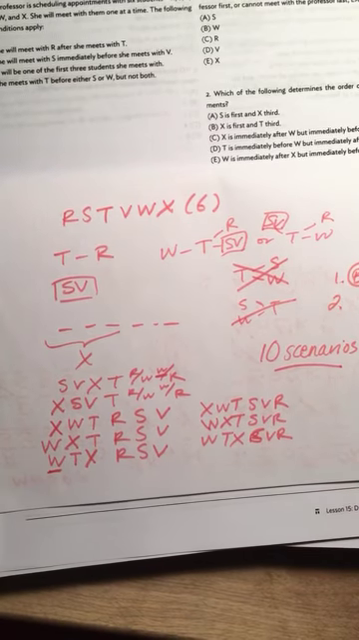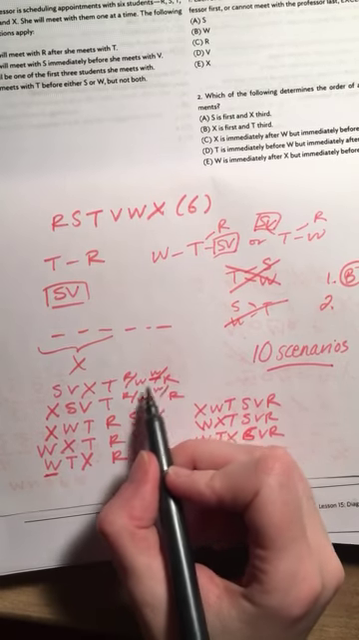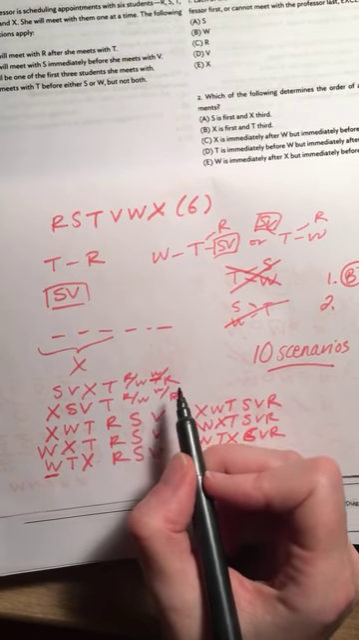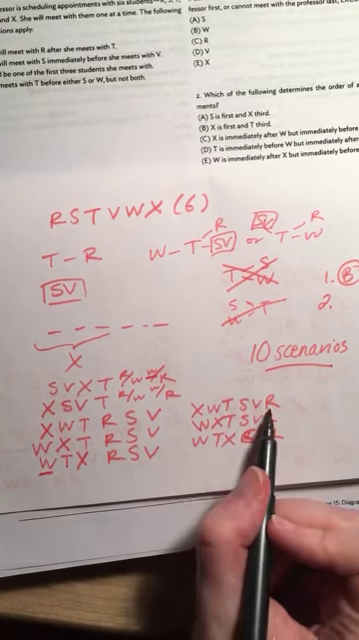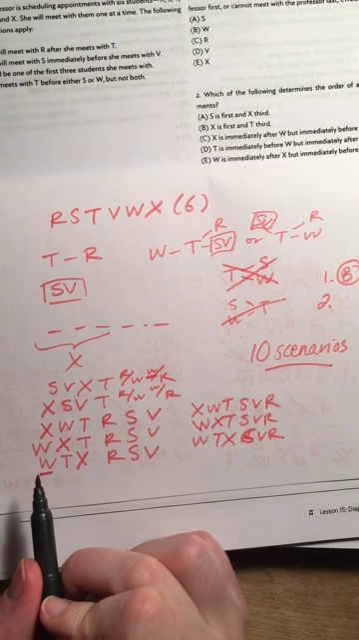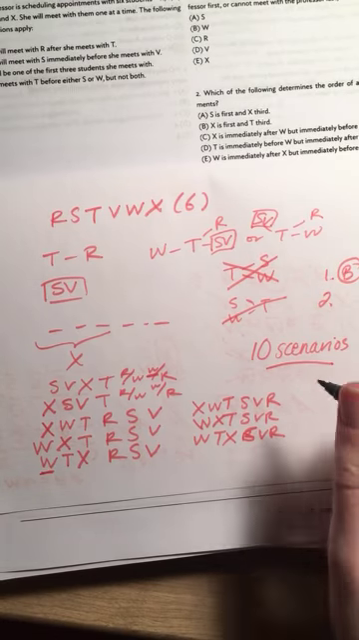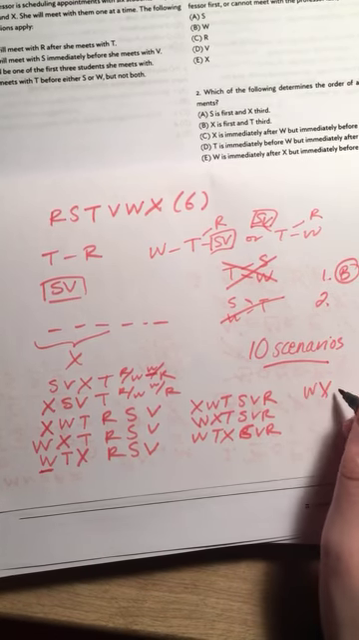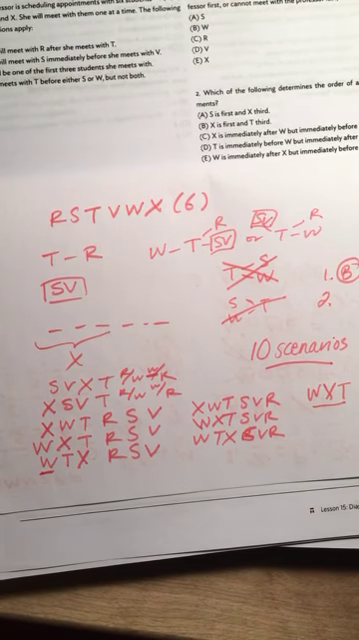2, which one of the following determines the order of all of the appointments? So if S is first and X is third, we still don't know if W or R is last. If X is first and T is third, we still don't know the ending spots. If X is immediately after W, okay, but immediately before T. X immediately after W and immediately before T is this arrangement, but we have 2 possibilities there. So that one doesn't work either.